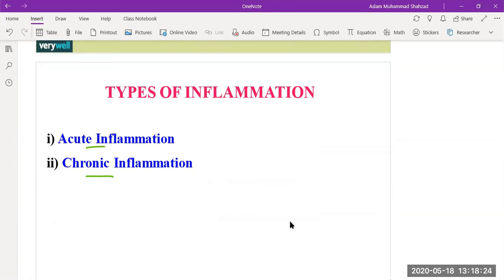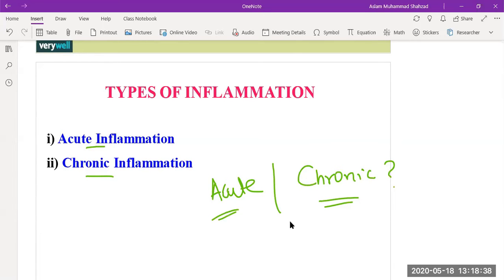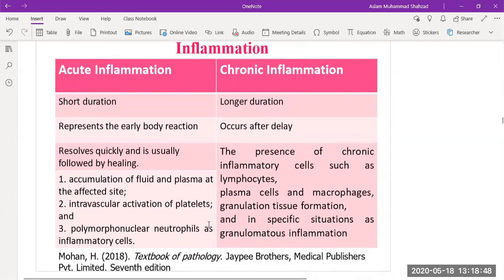What is the difference between acute and chronic? How can we differentiate acute and chronic? Please write down in the discussion box. I mentioned here acute is short duration, whereas chronic is long term.